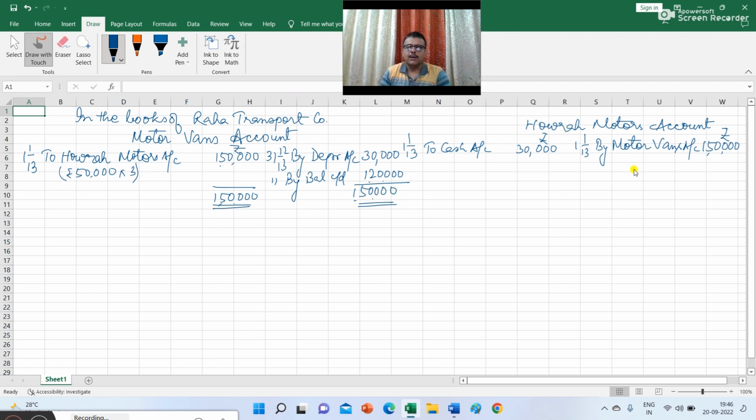And in Howrah Motors account, you have to charge interest for the year on the balance. So on 31st December 2013, I have to charge interest. So interest account debit to Howrah Motors account. So what is the amount of interest to be charged? That is 1,50,000 minus 30,000. So 1,20,000 is the amount which was balanced. And this amount carried for the whole year. So at the rate of 9%, 10,800 is the amount of interest.